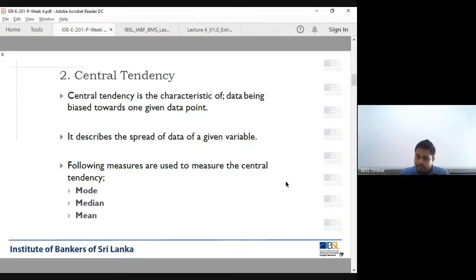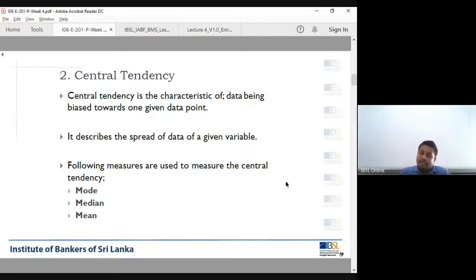Median, on the other hand, is the middle point of the data set that we are going to discuss. When you arrange it in a particular manner, it could be ascending or descending, it doesn't really matter. When you arrange it in a particular manner, you will understand the middle point represents the median point.